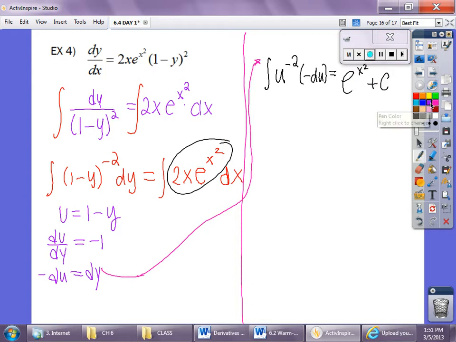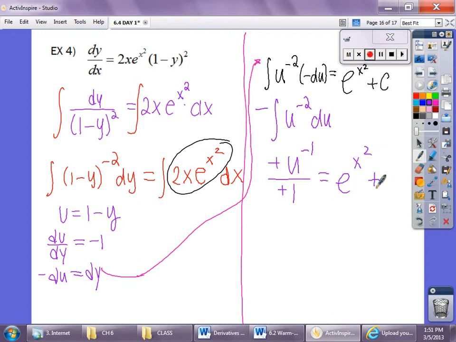On the left side, this negative will come outside. We end up with this integral: add 1 to the power, divide by -1, which will cancel the negative in front, e to the x squared plus c. And the plus c is a big plus c, not a power. And so we get 1 over u is equal to e to the x squared plus c. U is the same thing as 1 minus y, so 1 over 1 minus y equals e to the x squared plus c, where c is big.